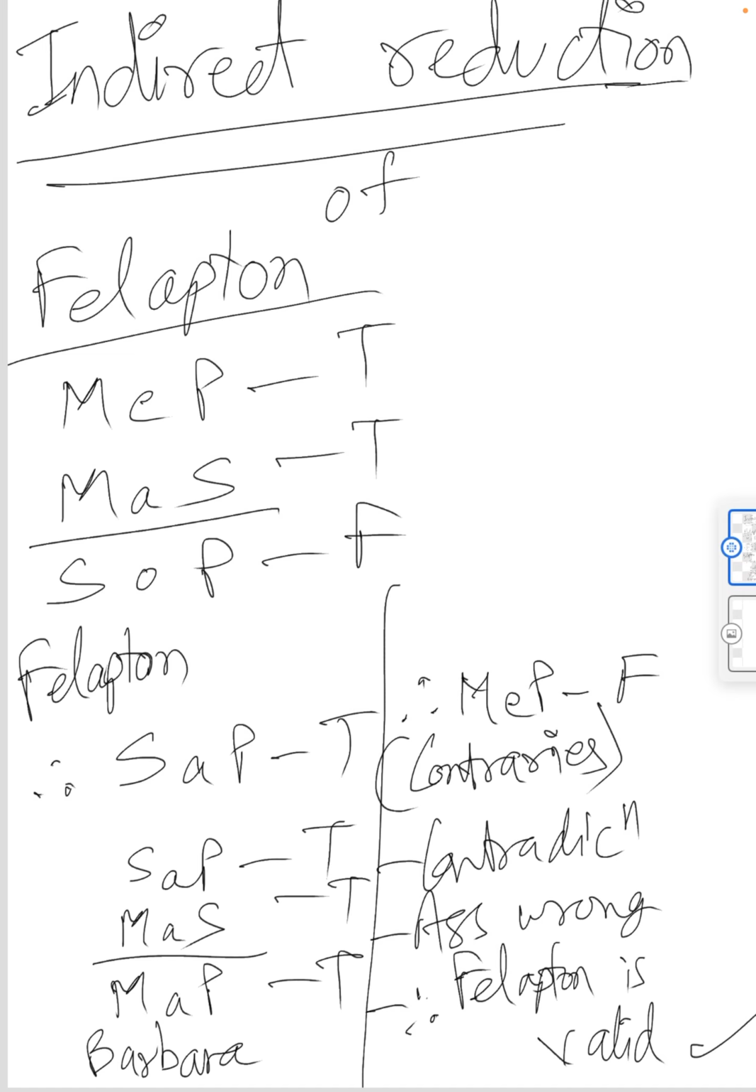Now in some cases you might have to remember contraries as well. Remember, contraries can never be true together, but they can be false together. So if one is true, the other is false. A and E have a contrary relation. So if MAP is true, MEP is false. Directly you can say contradiction, therefore the assumption is wrong, therefore Felapton is valid. So these are a few different possibilities, but this covers everything. I think I've covered all the scenarios.